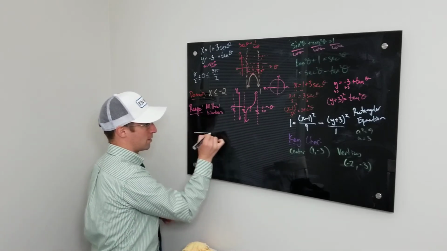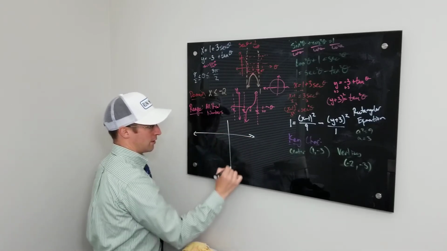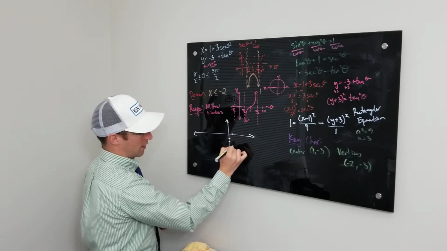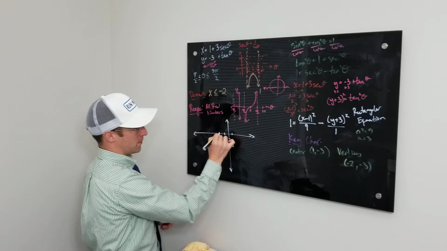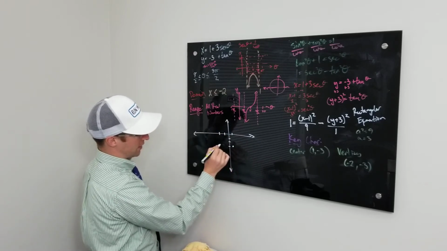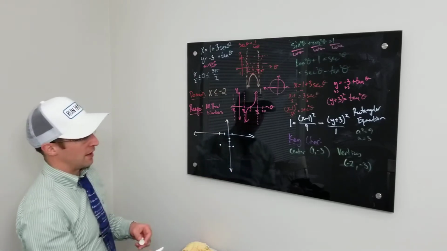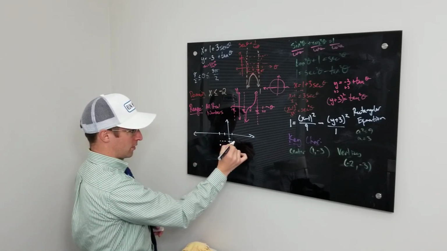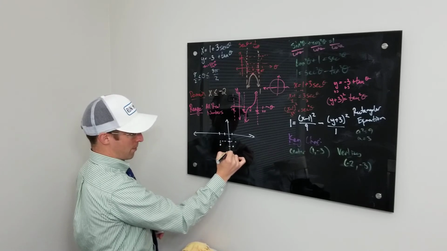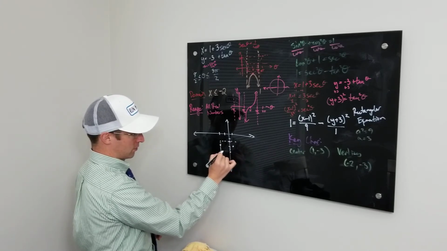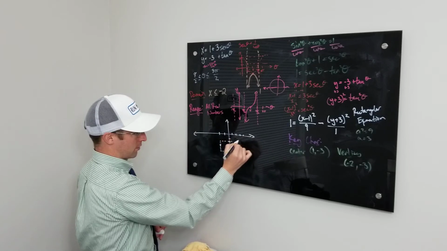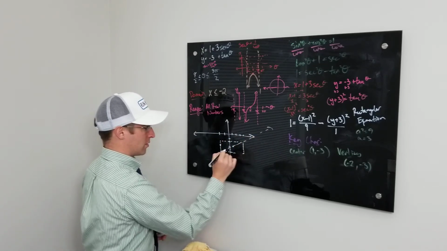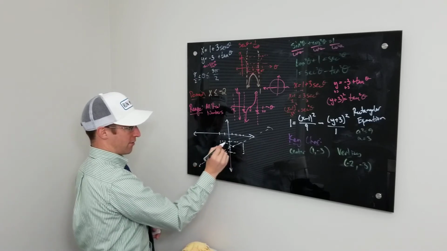So here, the center is at (1, -3). (-2, -3) is one of the vertices. And I've got a vertical up 1 for my b value, down 1 for my b value. Because we still have to draw in these asymptotes if we want to sketch the graph.